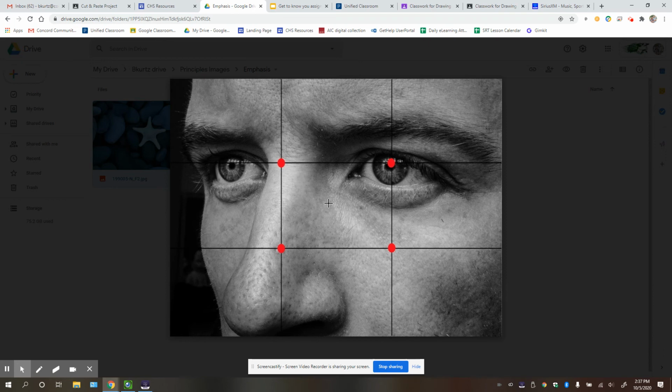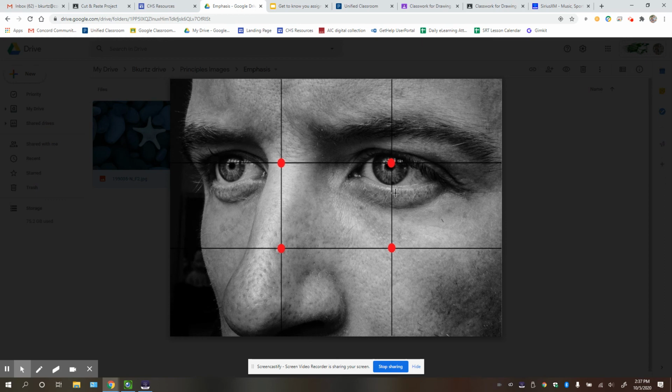And which one do you think is the most important point of emphasis here? Probably not between the eyes, probably not the cheek. Do you think it's the nose or the eye? Which one is more important in this image? I would say it's the eye. The eye is the most important part of the face. It's where we look when we look at a person. And this intersection here doesn't fall on the eye over here. So this one does. That's why it's the point of emphasis and not this eye.